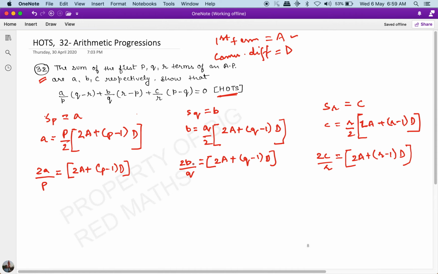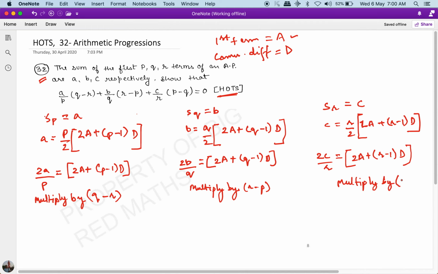Okay, we got this. Now I multiply this first equation on both sides by Q minus R. Why am I multiplying by Q minus R? Because I have to reach this term. So I have A by P, I have to go to Q minus R. Similarly I will multiply the second by R minus P, and over here I will multiply by P minus Q.